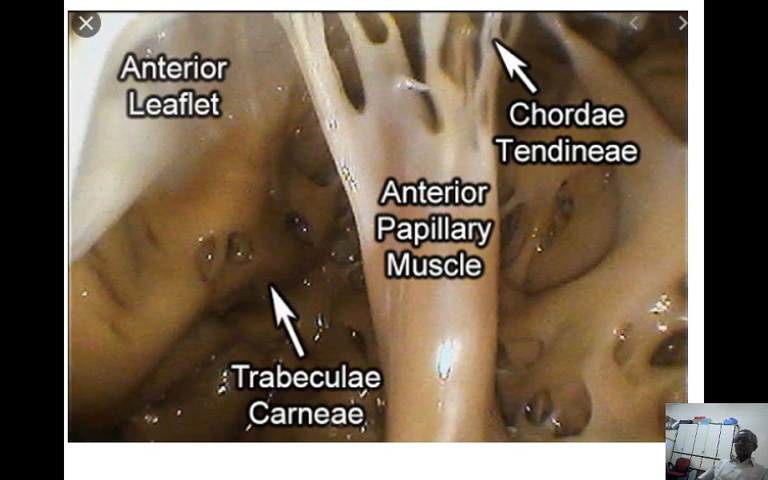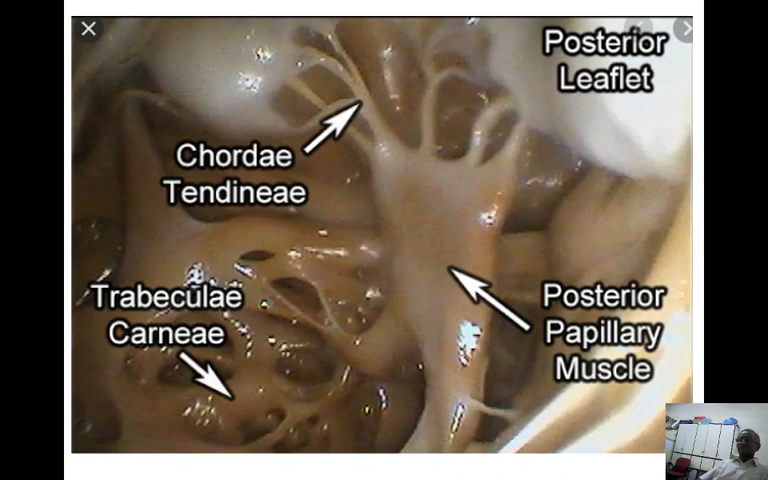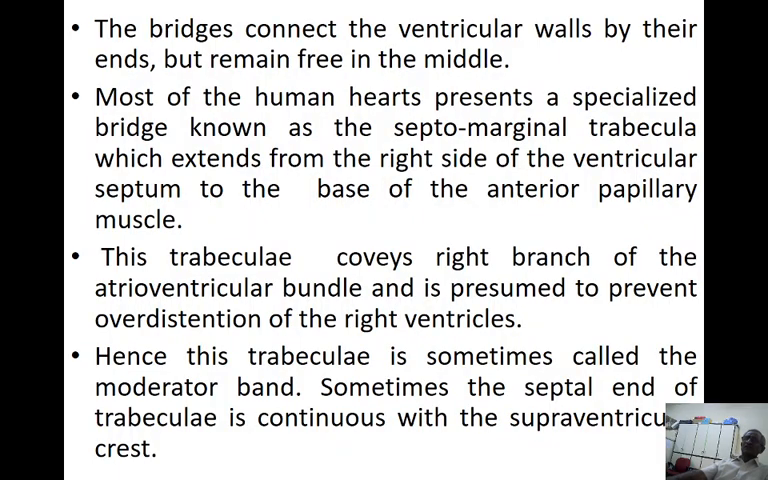So here we are showing the anterior leaflets, the anterior papillary muscle and chordae tendineae that are connected to the anterior leaflets, and trabeculae carneae. These are the bridges. In the posterior leaflet, we are showing the chordae tendineae attached to the posterior leaflet and the posterior papillary muscle. The bridges connect the ventricular wall by their ends but remain free in the middle.